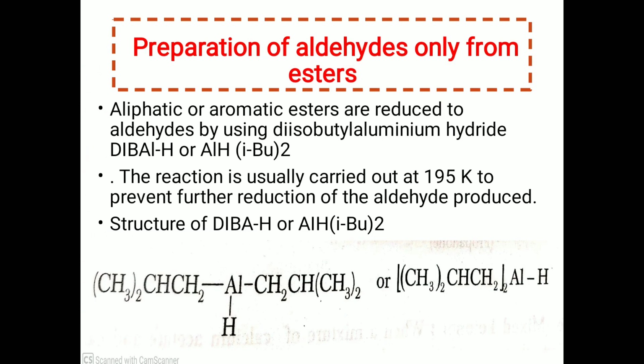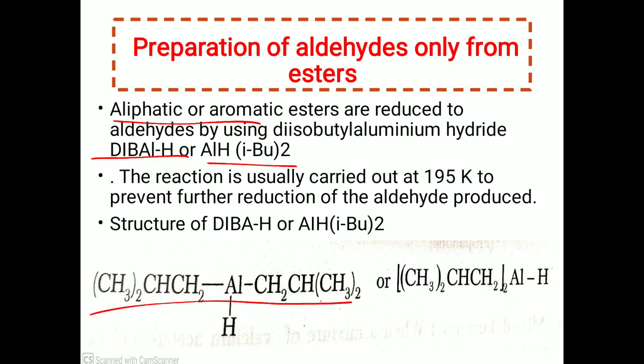Now the last one is the preparation of aldehydes from esters. Now see how this reaction takes place. It is found that either aliphatic or aromatic esters can be reduced to the aldehyde by using diisobutyl aluminum hydride.